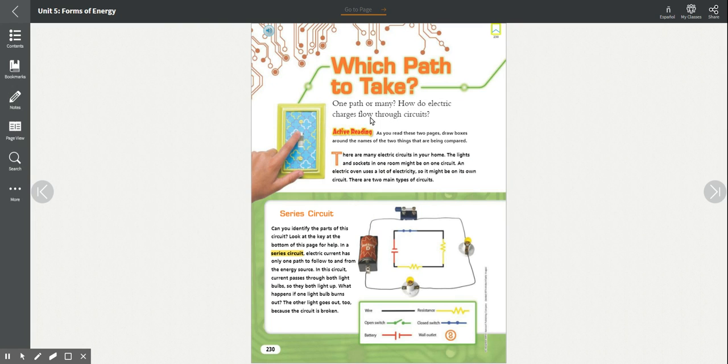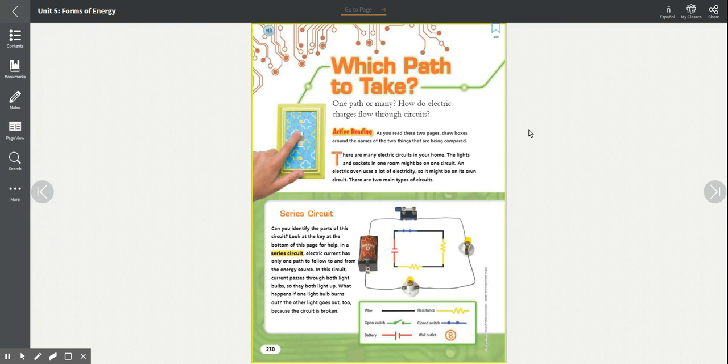All right, which path to take? One path or many. How do electric charges flow through circuits? Active reading. As you read these 2 pages, draw boxes around the names of the 2 things that are being compared. Okay, so you're going to be drawing 2 boxes around things that are being compared. I'll be looking for these.